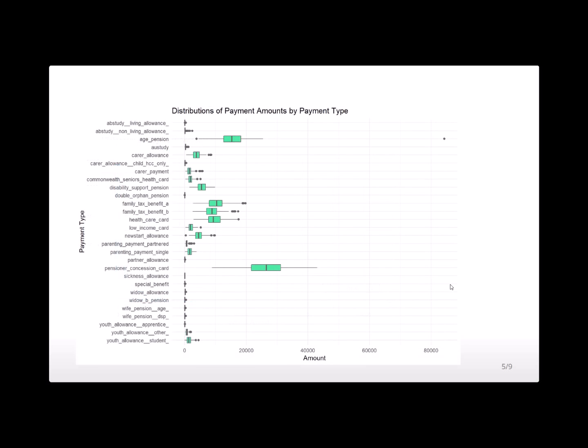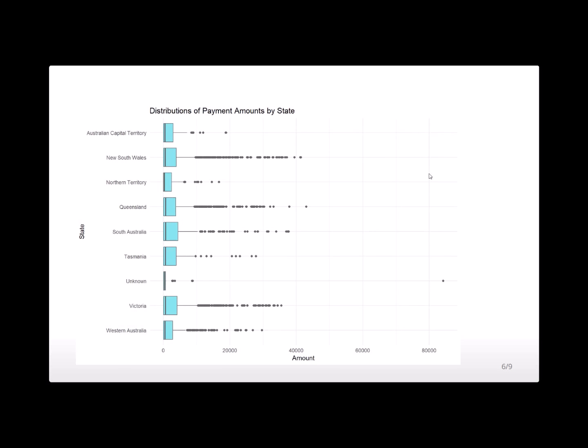The distributions of the payment amounts by payment type are shown here. As I was saying before, there's quite a lot of heteroscedasticity within this group across the different levels. Family tax benefit A, B, and healthcare card were the three levels chosen as the main contrasts for X1, because all their distributions were somewhat similar and they weren't too close to zero, which was nice. The distributions of the payment amounts by state are all somewhat similar. They're all heavily right skewed, so I just ended up choosing New South Wales, Queensland, and Victoria.